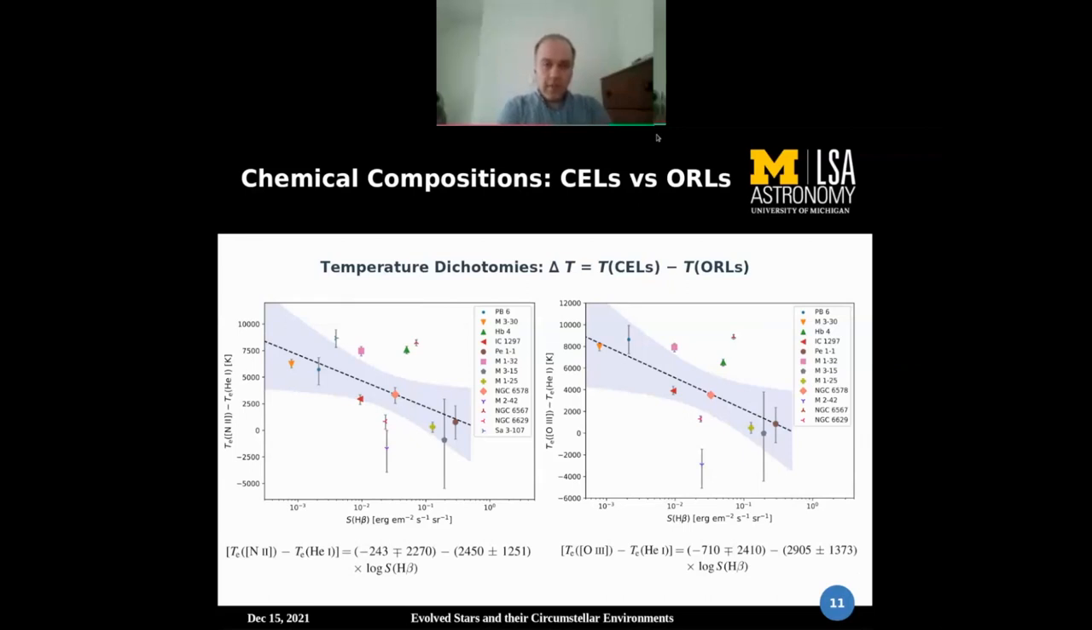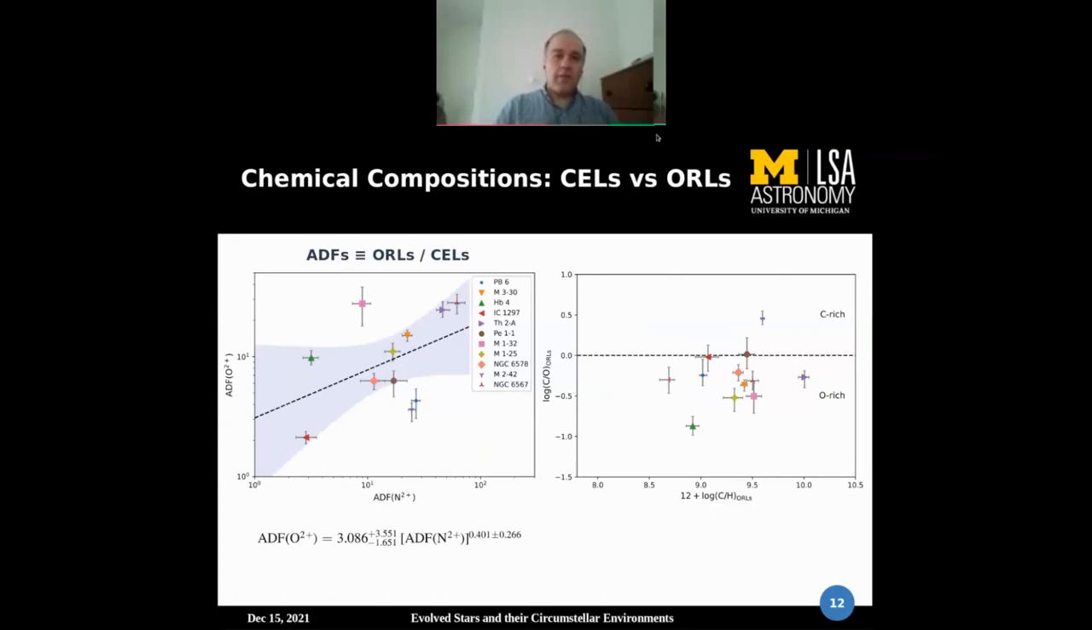temperature difference and surface brightness. And this anti-correlation likely suggests that the temperature difference is weakly related to nebular evolution. And there is also a correlation between the abundance discrepancy factor of oxygen and nitrogen. However, we should note that most nitrogen II lines are contaminated by resonance fluorescence excitation in some objects. So this contributes to this correlation being very weak.